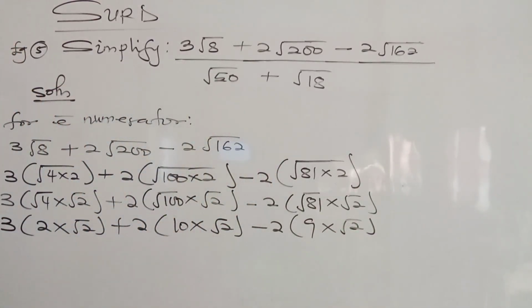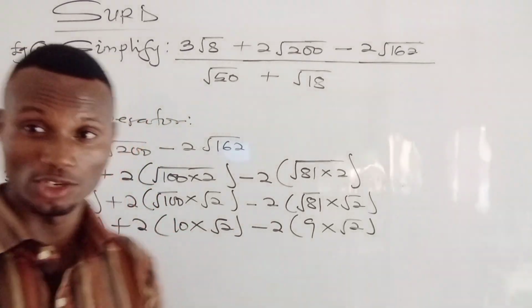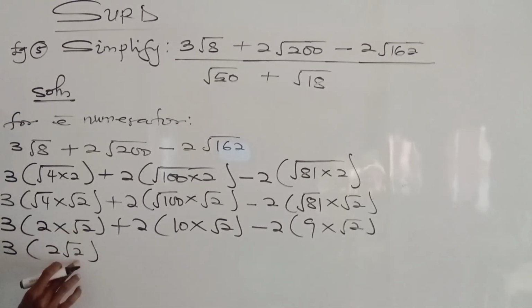Let's go ahead and simplify further. Okay, let's simplify what is in the bracket. So repeat your 3, which is here. 2 times root 2 gives 2 root 2. I hope you understand this by now because we've done a lot of explanation on this in the previous videos. This multiplication, 2 times root 2, gives 2 root 2.